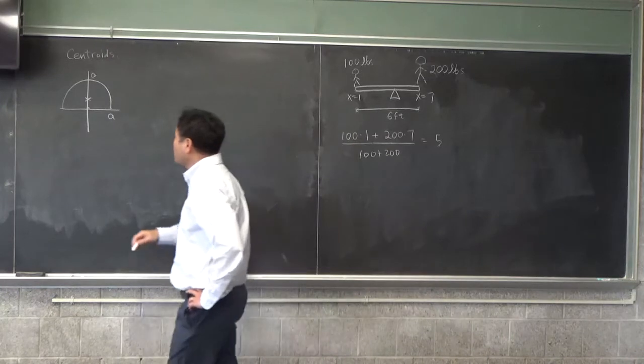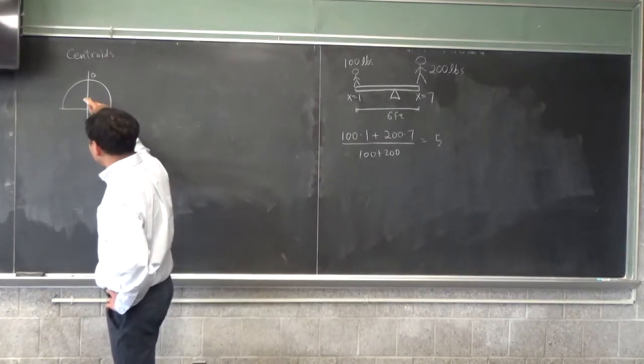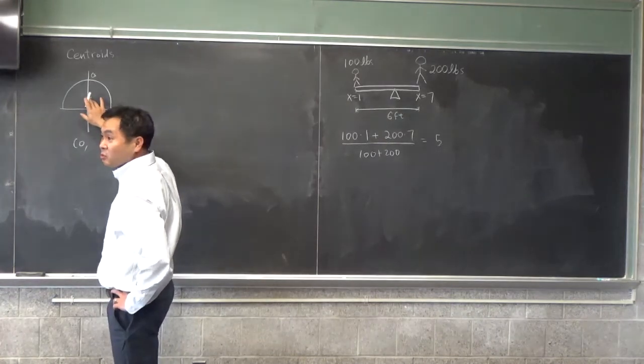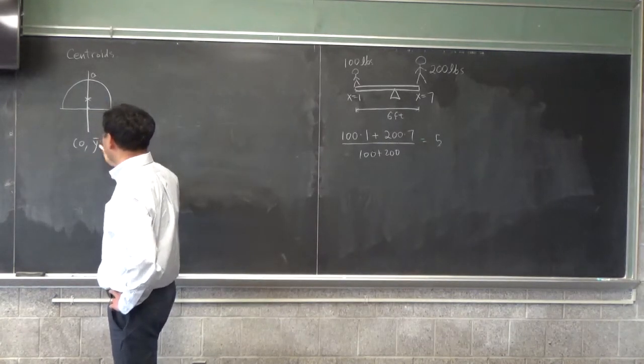Now for this, we know that the x coordinate should be 0. But this y coordinate, we don't know what that would be. Some value.